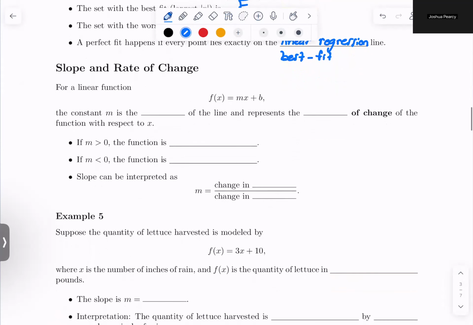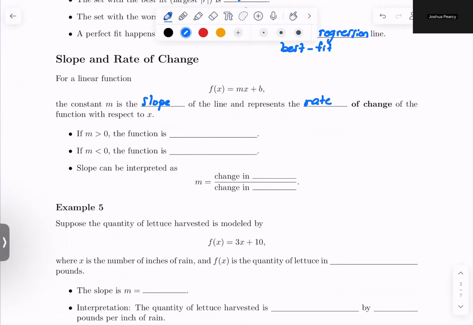So we've talked about slope and rate of change before, but we're going to introduce it again. So for a linear function, f of x equals mx plus b, the constant m is the slope of the line, and the slope of the line represents the rate of change of the function with respect to x. So here, if m is greater than 0, then our function is increasing. So that means we have a positive slope. And if m is less than 0, then our function is decreasing.